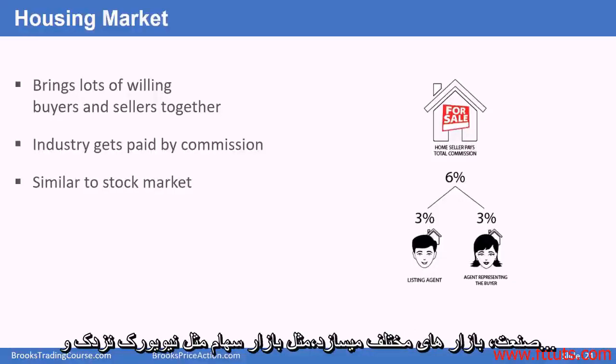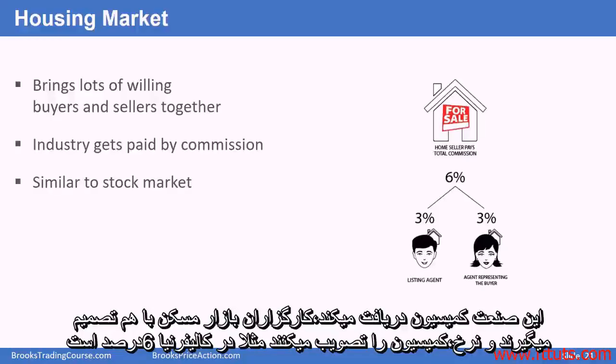I said the industry creates the market, just like there's a stock market industry that creates different markets, different exchanges, the New York Stock Exchange, the NASDAQ Stock Exchange. And the industry gets paid a commission. So the real estate brokers get together and they decide on a commission. So, for example, in California, a 6% commission is common.